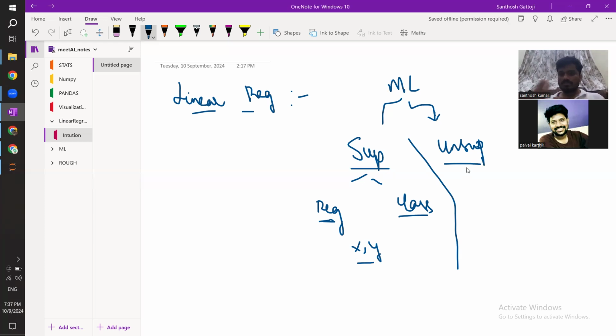But in unsupervised, you don't have anything as such. You just have the input data called X. You just need to divide them into different groups. You can call them groups, buckets, or clusters usually. So that is regarding unsupervised. Now let's forget about this.